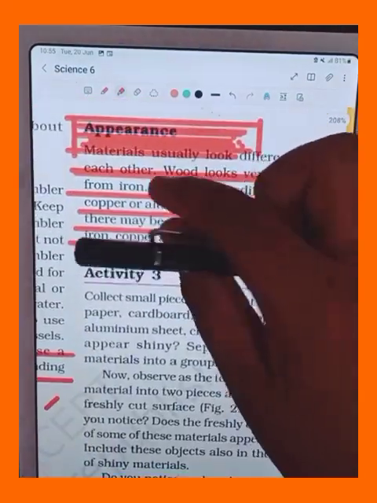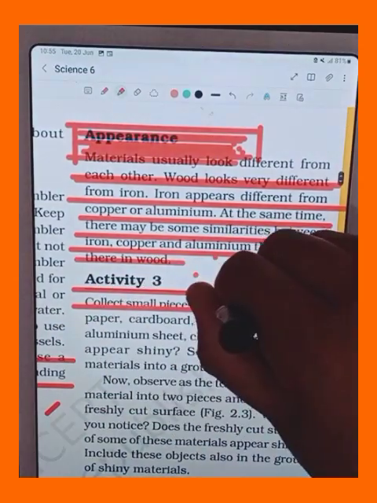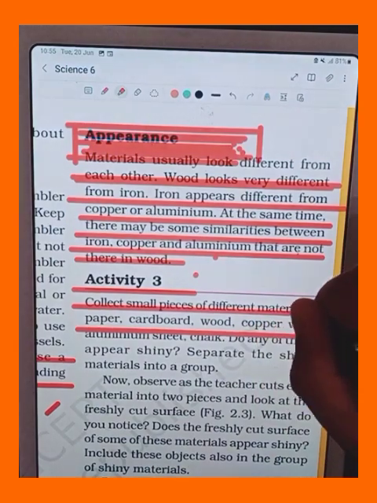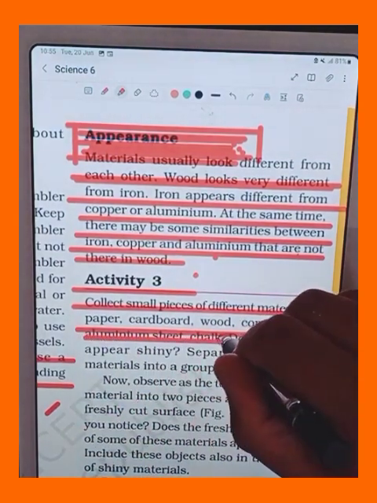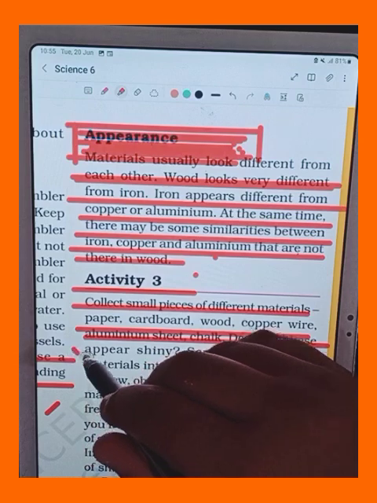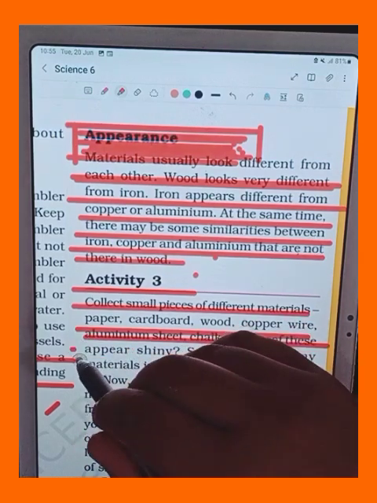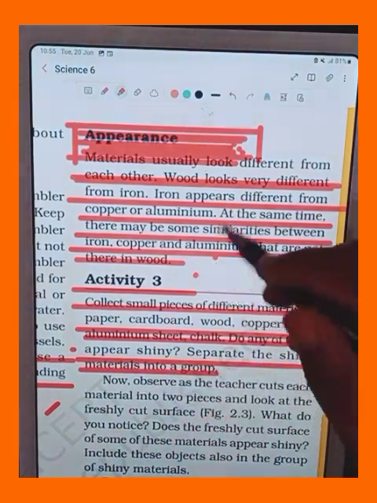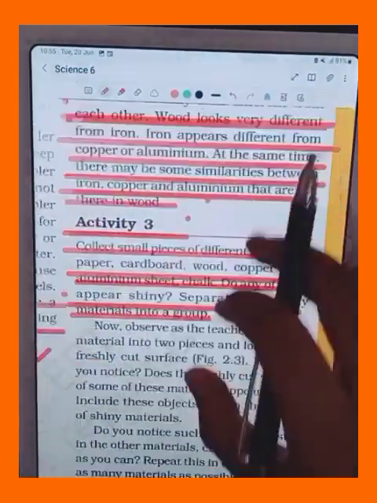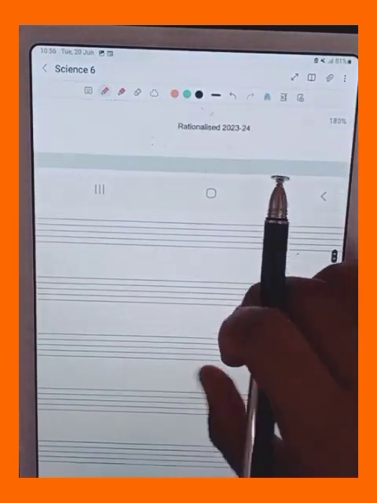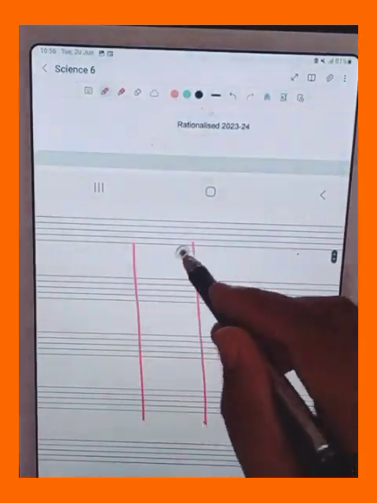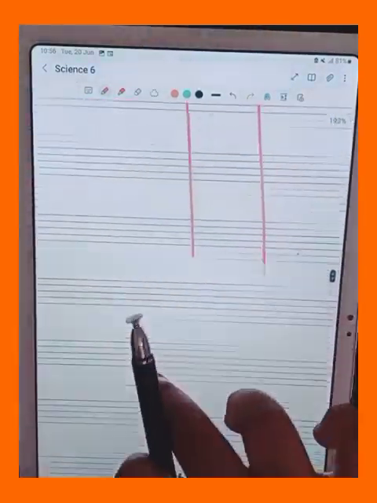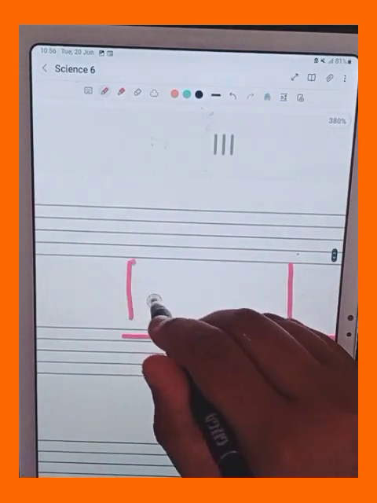So activity 3. Collect some pieces of different materials: paper, cardboard, wood, copper wire, aluminum sheet, chalk. Do any of these appear shiny? Separate the shiny material into a group. So what are we doing mainly in this? For example, you have to make a table. You have to write here material.